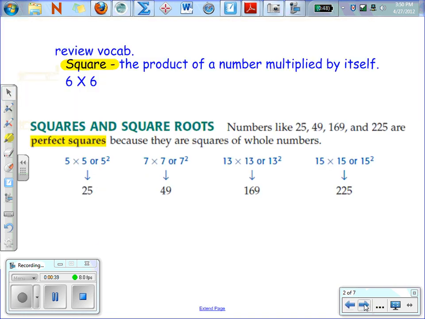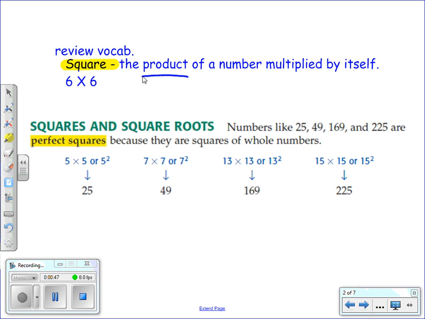All right, just to review, a square is the product of a number multiplied by itself. So the product, right, guys? So 6 times 6 is 36. So 36 is the square, right? To find the square root of something, we're going to be doing that. Just keep that in mind. Okay, let's think about this. But before we get to that, let's talk about perfect squares.